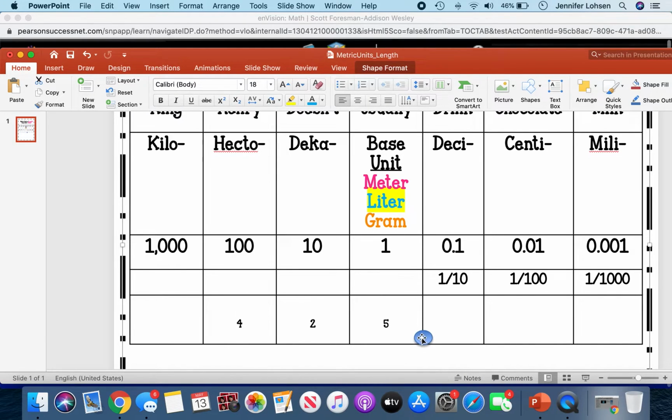So what I'm going to do is I'm going to take my decimal point and I'm going to move it to the end of the milliliter box. So I go here. I'm not at the end of milliliter. I'm at the end of decimeter. So that doesn't work. I'm going to move it here. I'm at the end of centiliter. That's not where I'm going. I'm going to move it here. I'm at the end of milliliter.